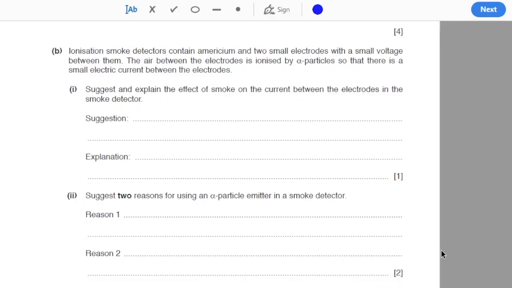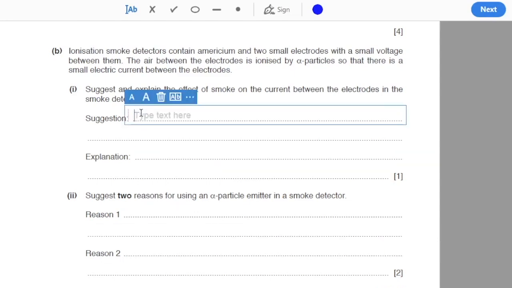Part B. Ionization smoke detectors contain americium and two small electrodes with a small voltage between them. The air between the electrodes is ionized by alpha particles so that there is a small electric current between the electrodes. Part 1. Suggest and explain the effect of smoke on the current between the electrodes in the smoke detector. So what happens normally in smoke detectors, the current would decrease because when smoke enters, its particles get ionized, disrupting constant current between the electrodes, so current decreases.